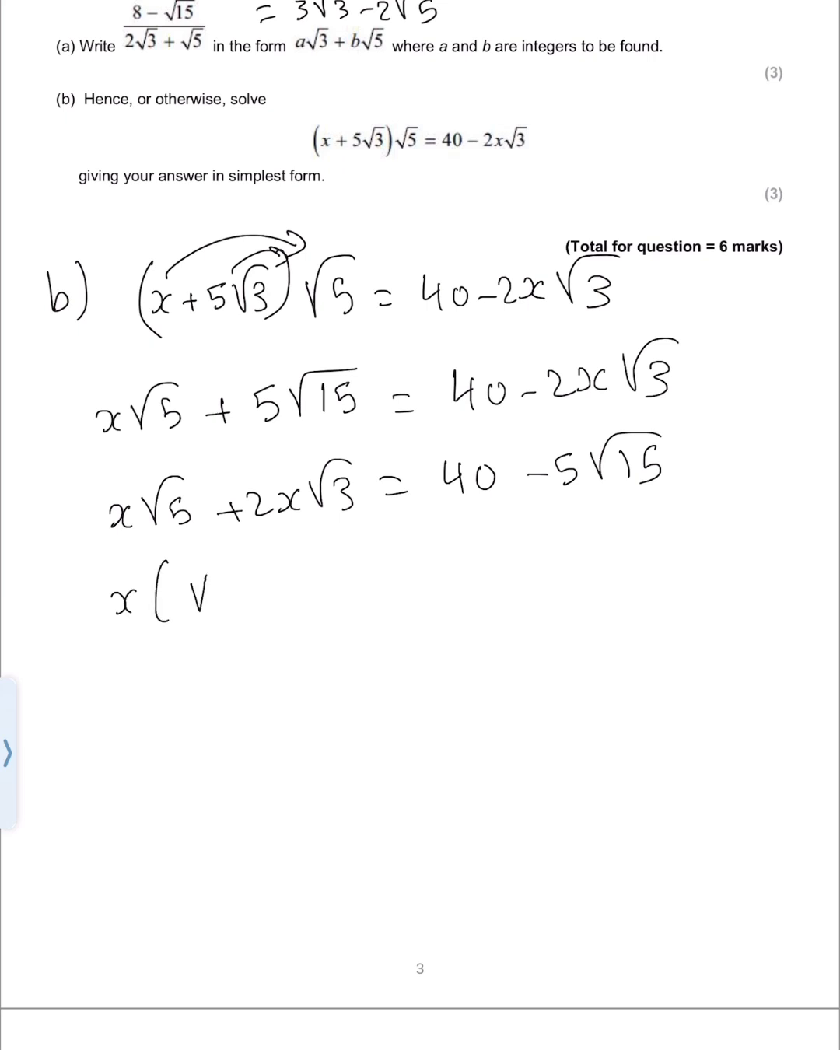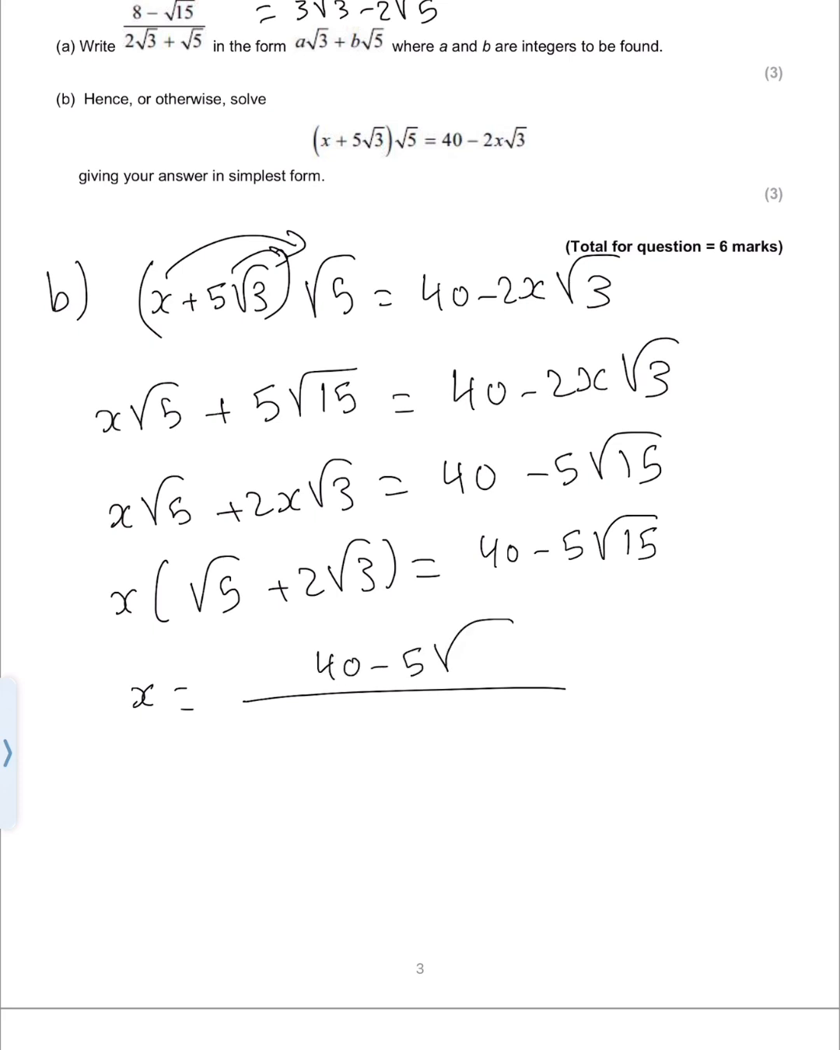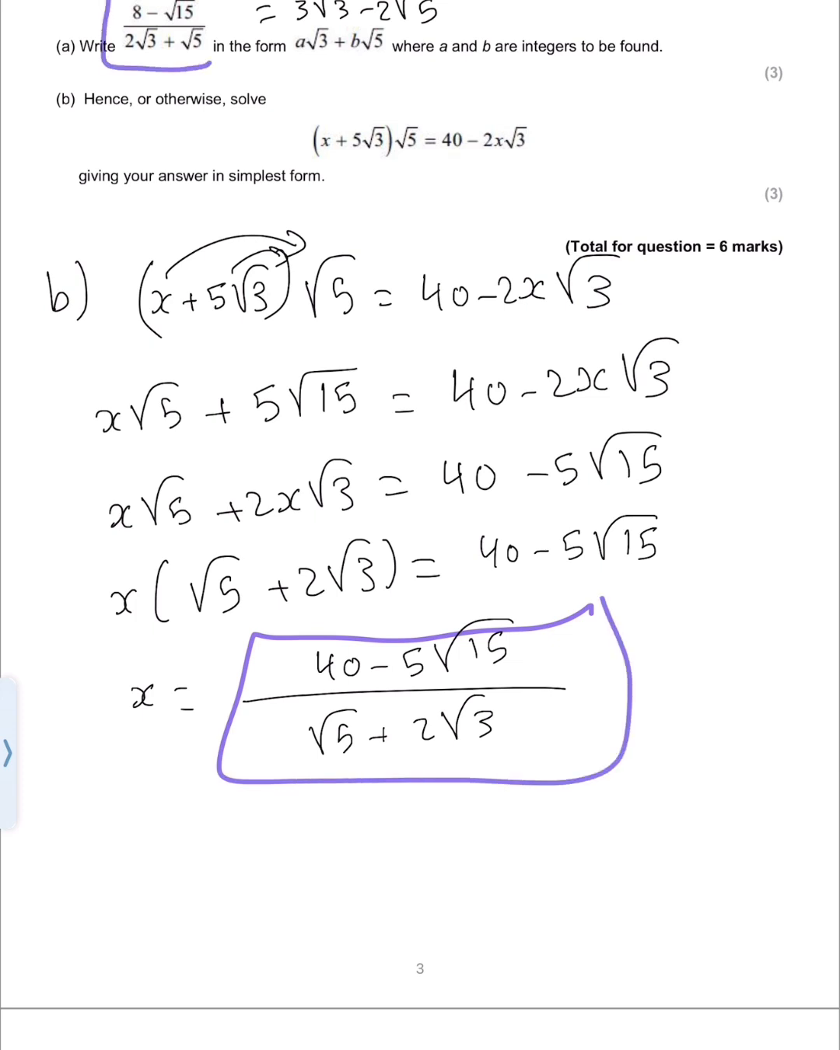We take x as a common factor. x times root 5 plus 2 root 3 equal 40 minus 5 root 15. And then we take that bracket to the other side. So we divide by root 5 plus 2 root 3. Okay, now let's compare what we got now to what we had in part A. We had 8 minus root 15 over 2 root 3 plus root 5, which is the same as this, but divided by 5.